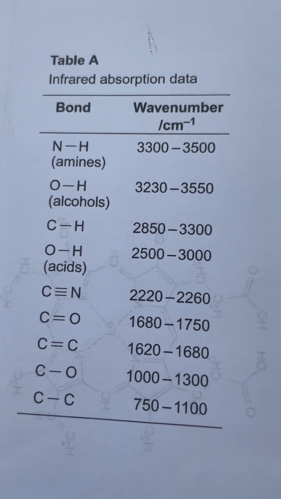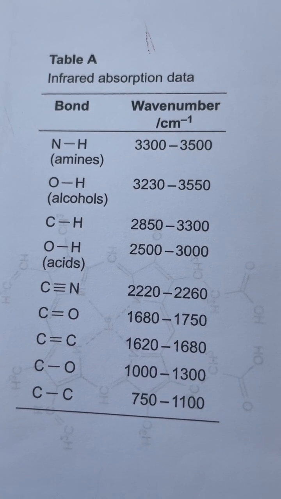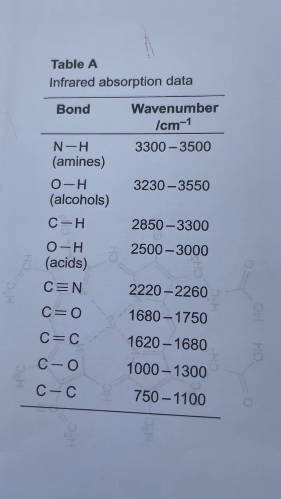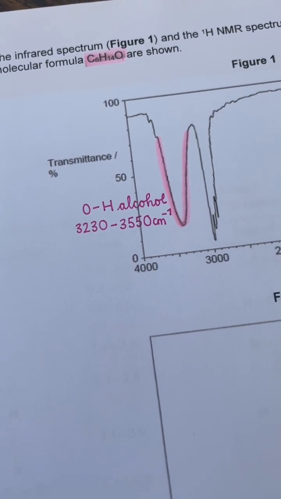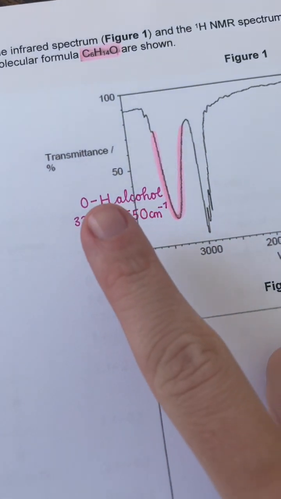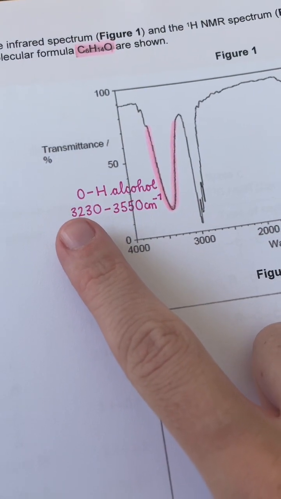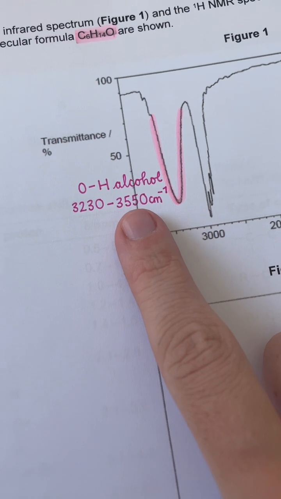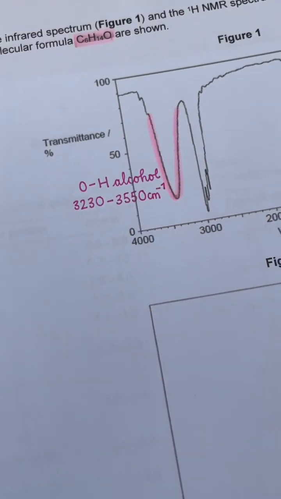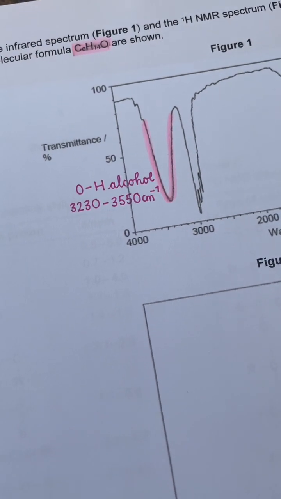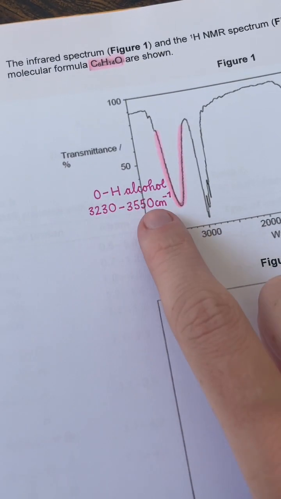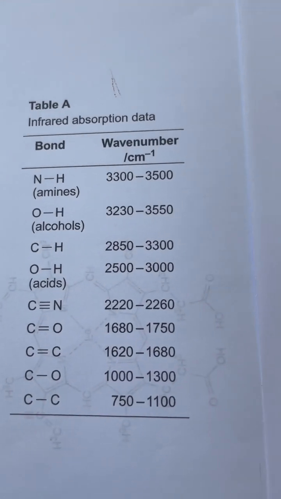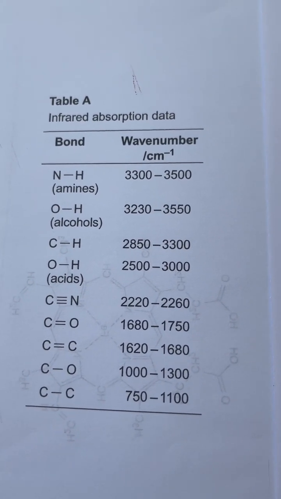Now, as well as deducing the structure of compound R, I have to explain each stage in my deductions. So when it comes to explaining the information obtained from figure 1, I would say that there is a peak that is found between 3,230 and 3,550 centimetres to the -1, and that would thus suggest that there is an OH functional group in compound R. I would always give the full range of the wave numbers as it is written on the datasheet in table A. So that's the first thing that I would do.